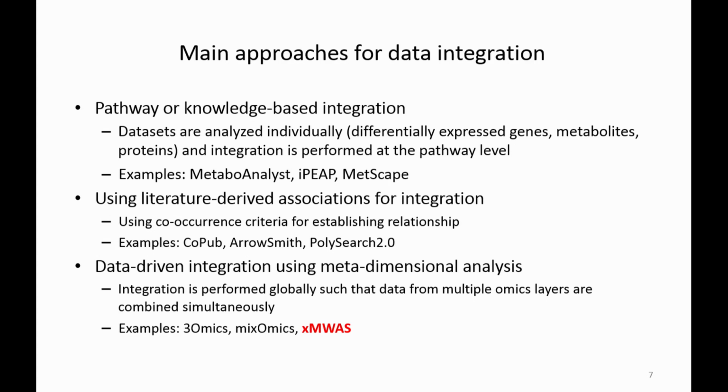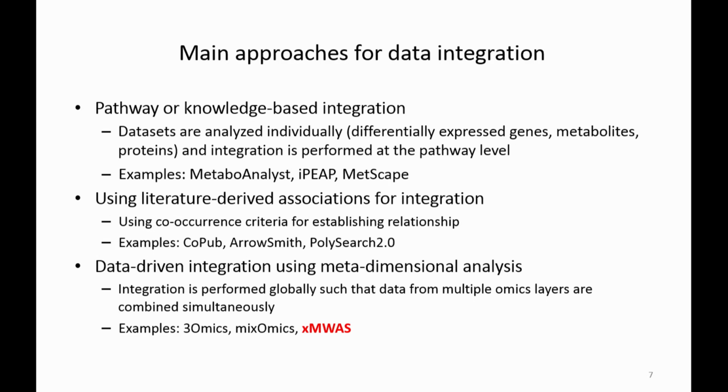The first one is pathway or knowledge-based aggregation, where we utilize information from knowledge bases like KEGG and HMDB, and utilize information about known pathways to integrate the gene transcriptomics data, metabolomics data, and proteomics data at the pathway level. The second one is literature-derived associations.